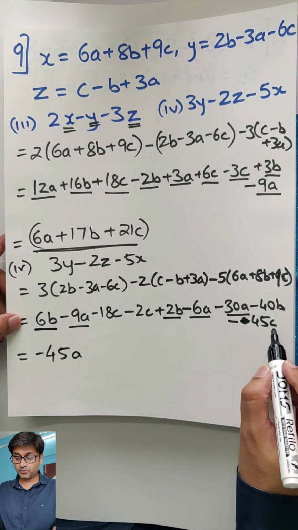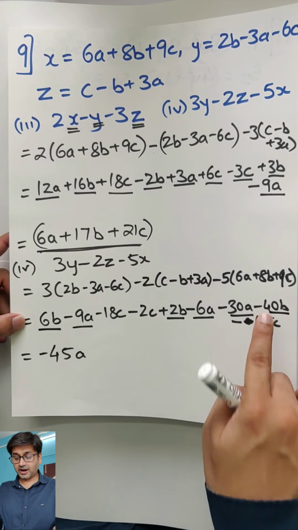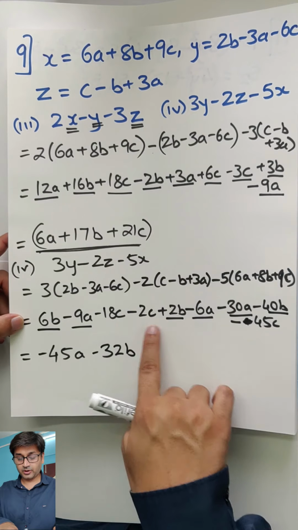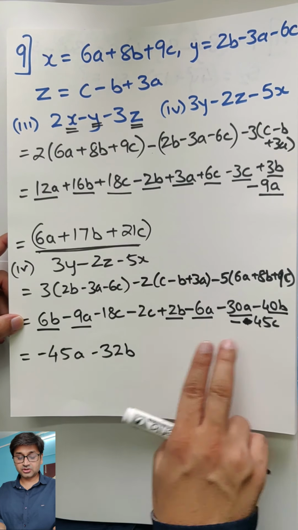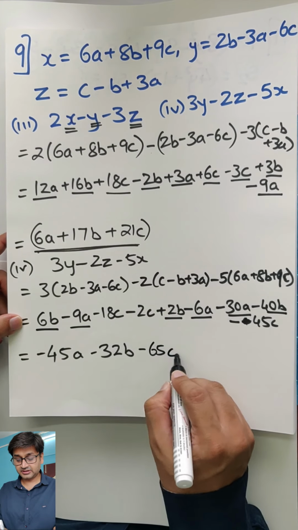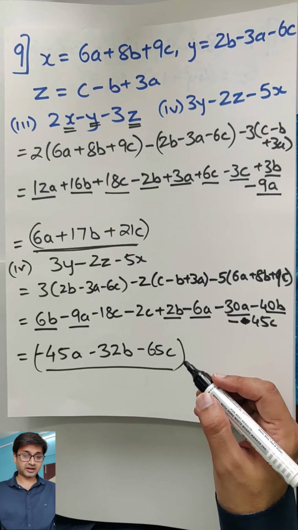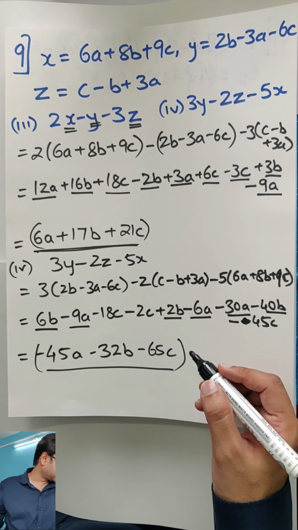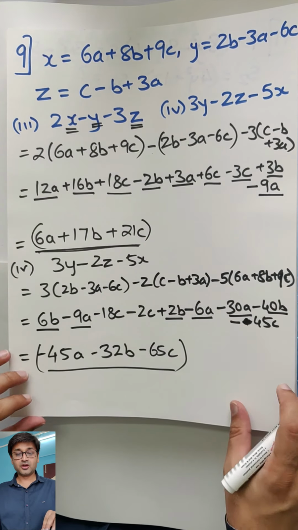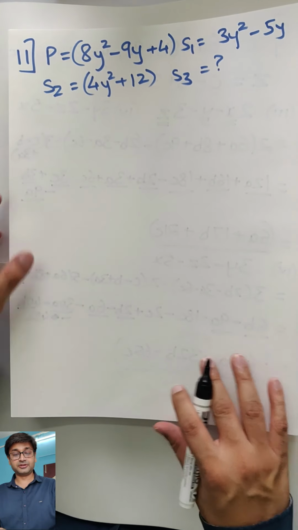So 6b, 2b and 40b. 6 plus 2, 8 plus 8 minus 40. So minus 32b. Likewise for c now, 1, 2, 3 left, all minus, so you're going to add 18 plus 2, 20, minus 45, so minus 65c. All are negative. I don't know if my answer is correct, I am a little worried. Let's check, please tell me if I am correct. Minus 45a, 32b, 65c, perfect. Good job, thank you so much for helping me. Let's go to the next one, 11th.